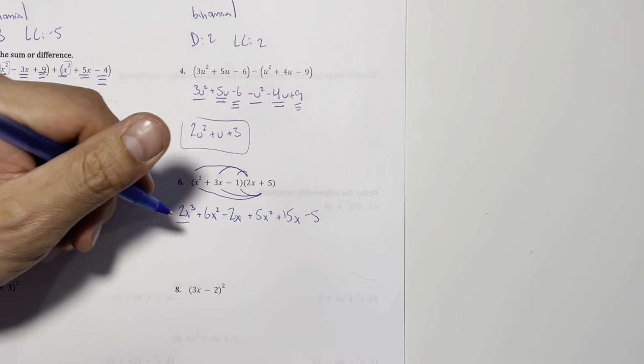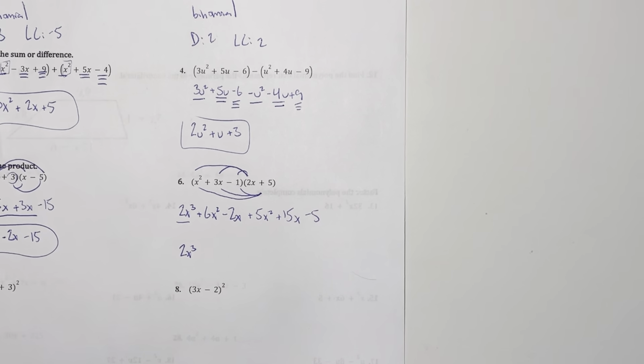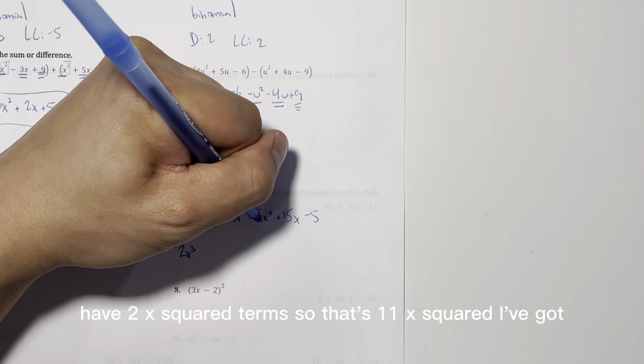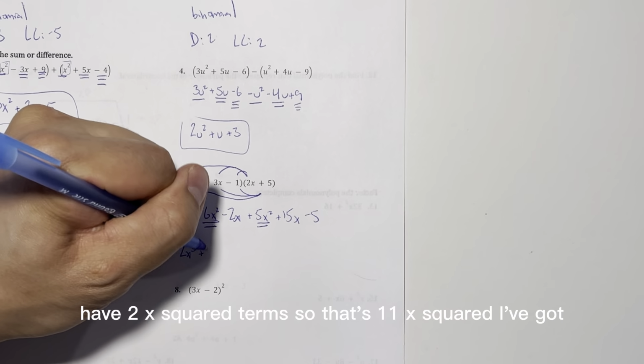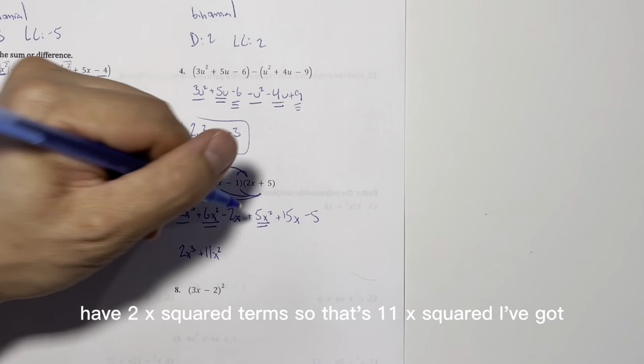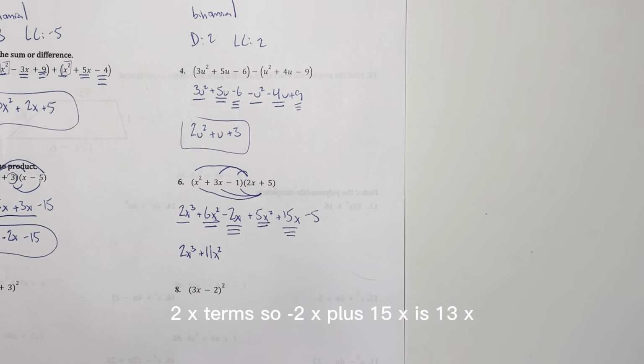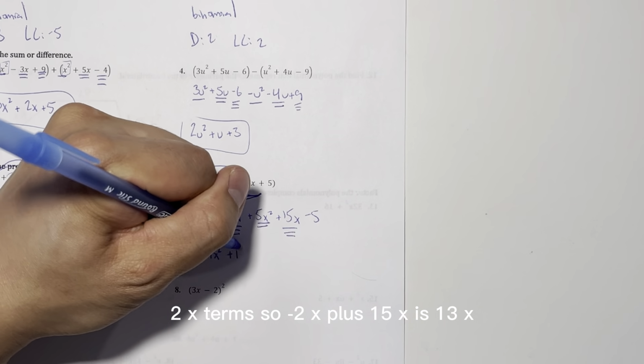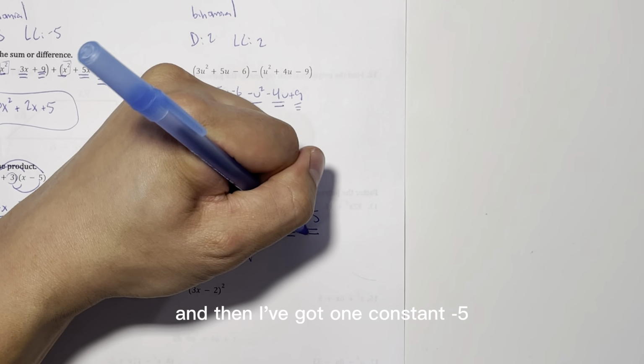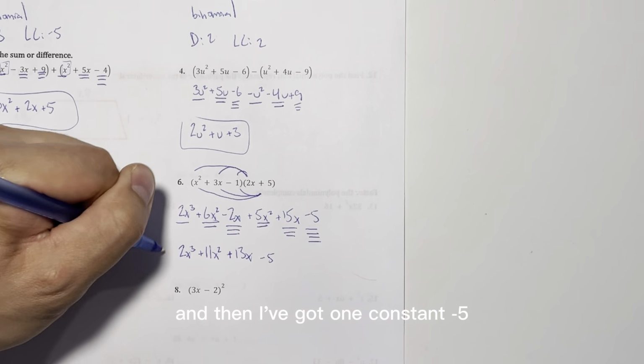combine like terms. So I have 1 x cubed term. I have 2 x squared terms, so that's 11x squared. I've got 2x terms, so negative 2x plus 15x is 13x. And then I've got one constant, negative 5.